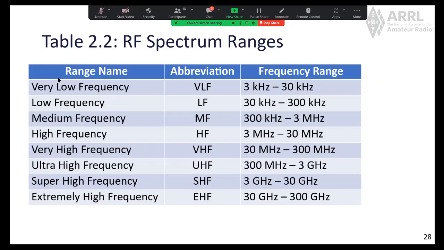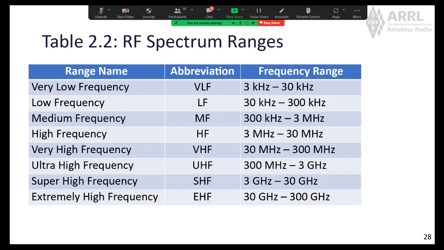Very low frequency is 3 kilohertz to 30 kilohertz. Low frequency, 30 kilohertz to 300 kilohertz. Medium frequency, 300 kilohertz to 3 megahertz. High frequency is 3 megahertz to 30 megahertz. This is where most of the fun in amateur radio happens, in my opinion.